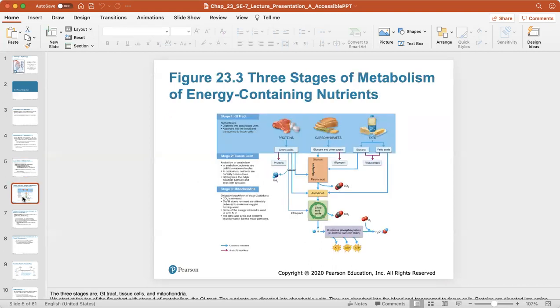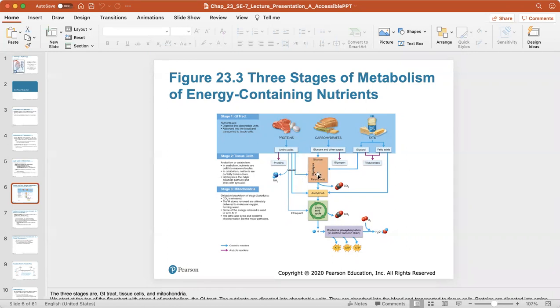So here are the three stages of metabolism of energy containing nutrients. Stage one occurs in the GI tract, where nutrients are digested into absorbable units. They're absorbed into the blood and transported to the tissues. So proteins are broken down into amino acids, carbohydrates are broken down into glucose and other sugars, and fats are broken down into glycerol and fatty acids. Stage two occurs in the tissue cells. In anabolism, nutrients are built into macromolecules, but in catabolism, nutrients are partially broken down, and glycolysis is the major catabolic pathway that ends with pyruvate.